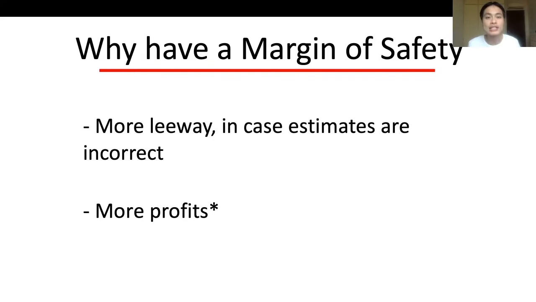Why have a margin of safety? The first main reason why we want to have a margin of safety is that it gives us more leeway. Because when we are projecting the value of a company, we need to take the future into account. And the future by its very nature is uncertain.